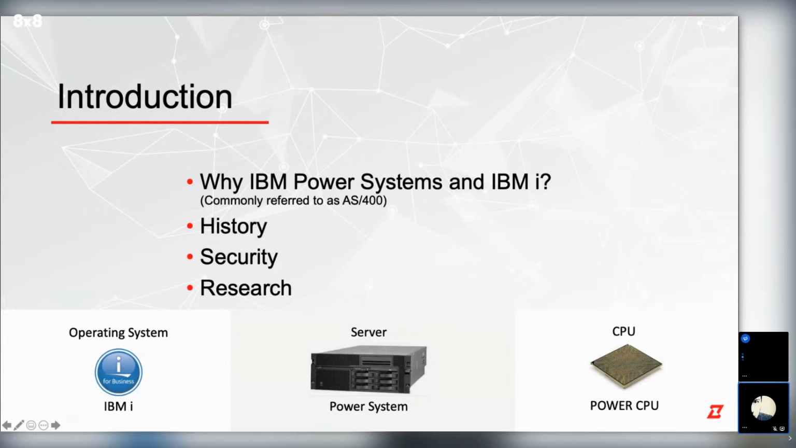I'm going to apologize in advance because a lot of the terminology might get confusing. When I refer to IBM i, I'm referring to the operating system. If I refer to Power System, I'm referring to the server. And if I refer to just Power CPU or Power, it's referring to the CPU that's inside the Power System. It can get a little confusing. You'll see in the history how branding was done throughout the history of the platform, where it was and where it is today.